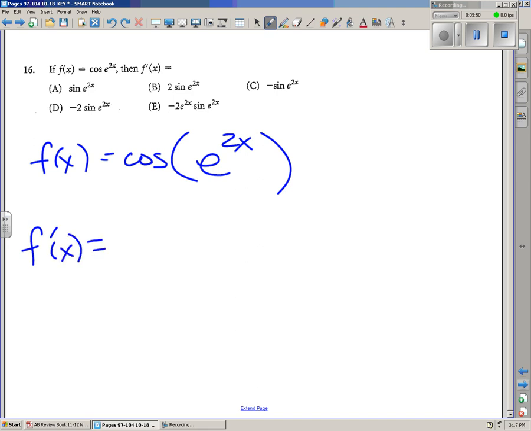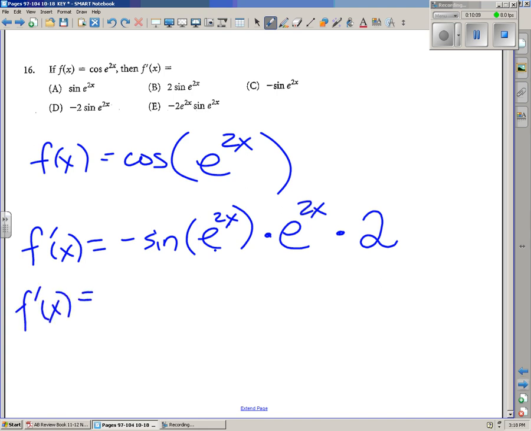So I have cosine of stuff. Derivative of cosine of stuff is negative sine of stuff times the derivative of e to the stuff, which is e to the stuff, times the derivative of 2x, that's stuff, which is 2. So making this look nice and neat, what you would do is put the sine last. So it's negative 2 e to the 2x sine of e to the 2x, which is choice E.